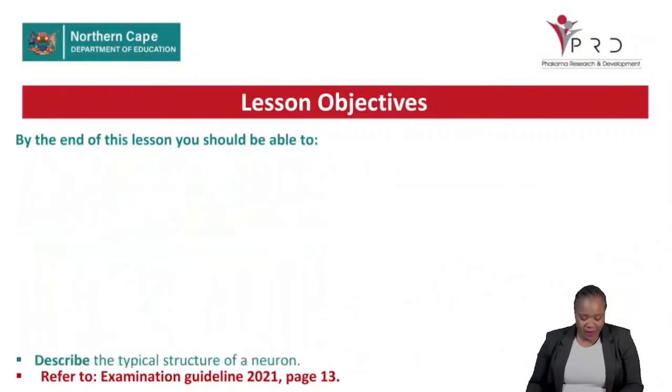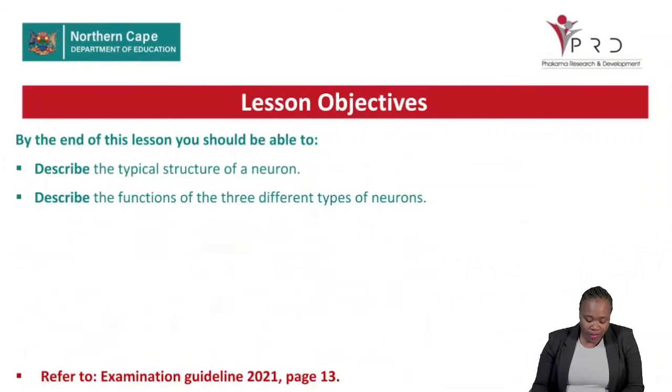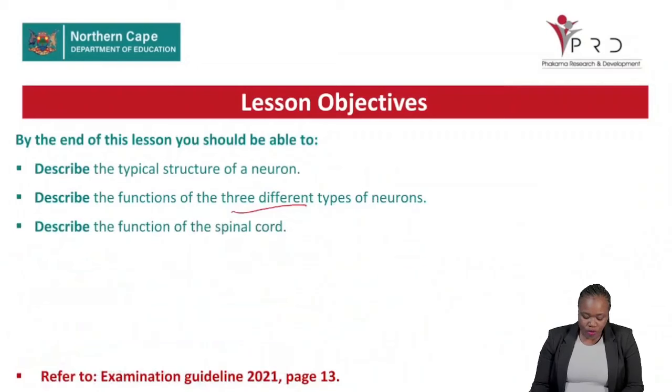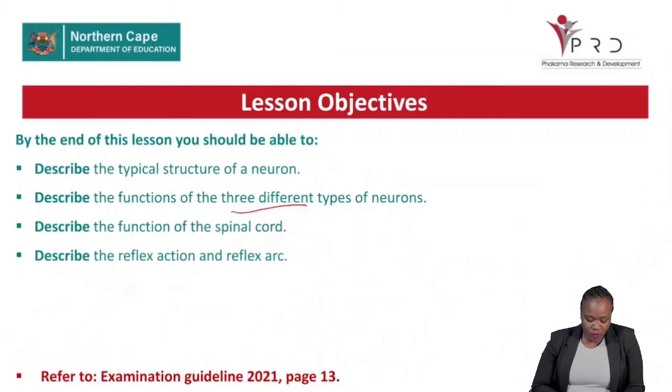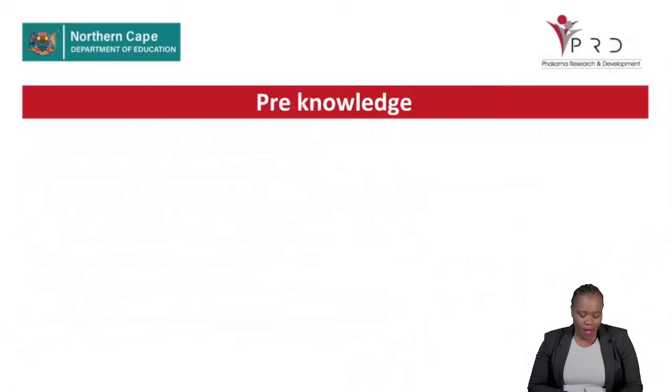As I have said, by the end of our lesson today, you should be able to describe the typical structure of a neuron. We're going to look at the three types of neurons, and you should be able to describe the functions of the three different types of neurons. You should be able to describe the function of the spinal cord. And you should also be able to describe the reflex action as well as the reflex arc, which has to do with the spinal cord, and the functions of neurons in the reflex arc.